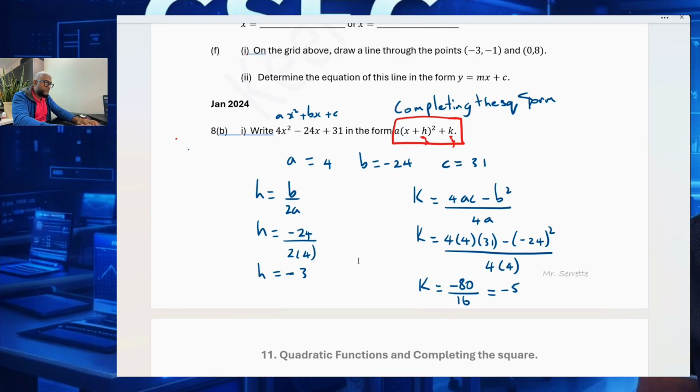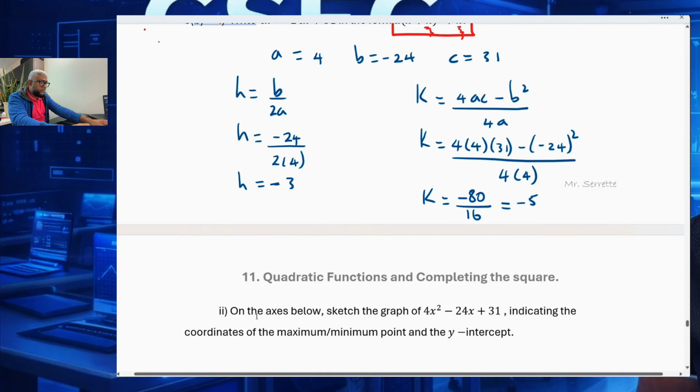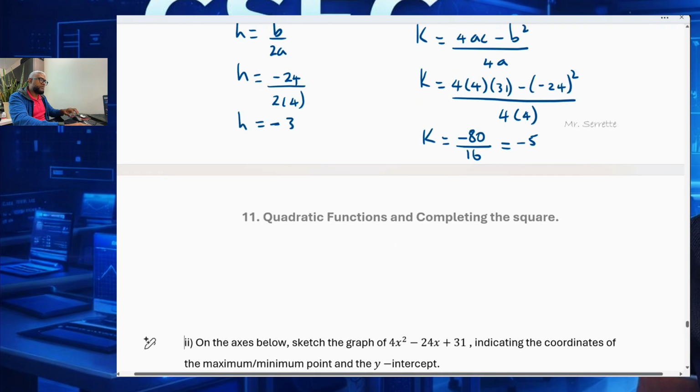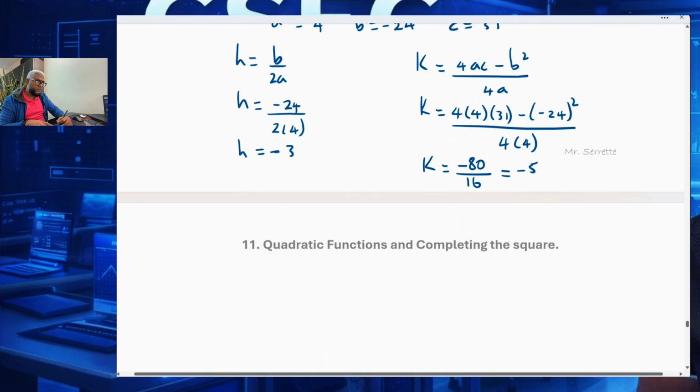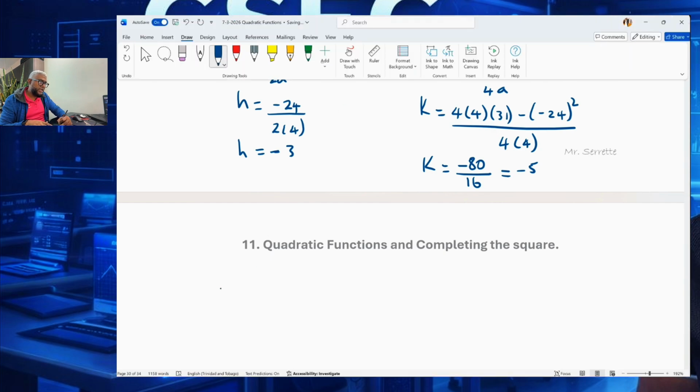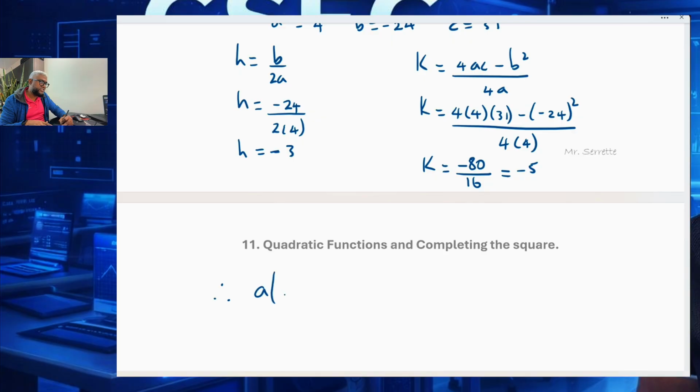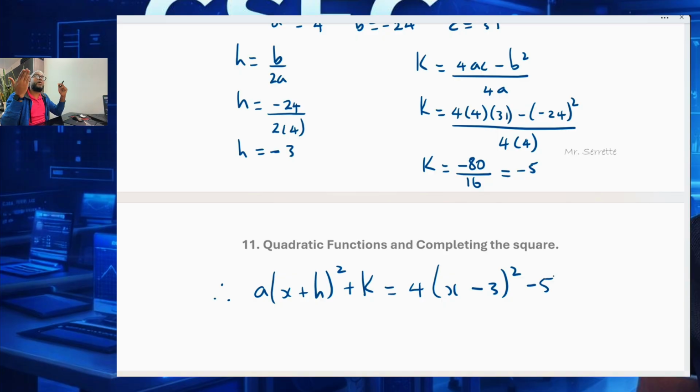All right? So let me write this. Let me send this down. So, therefore, a open bracket x plus h close bracket squared plus k would be equal to, what was a? a was 4. 4 open bracket x plus negative 3, which will be x minus 3, squared plus negative 5, which will be minus 5. This here is completing the square form.